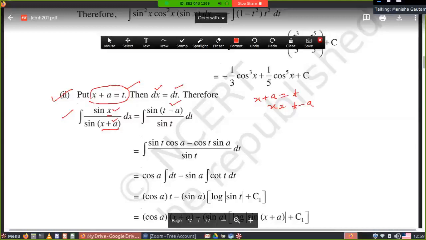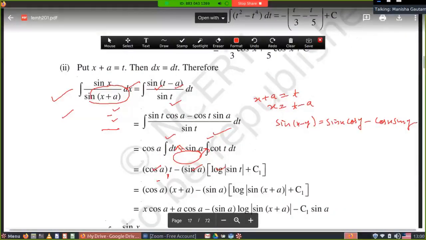Now you have to apply the formula in the numerator, sine of t minus a. What is the formula? Sine t cos a minus cos t sine a. Now the denominator divides the first term and second term both. When divided by the first term, it comes out equal to only cos a, which is a constant term, and only 1 is left here. When it divides the second, it becomes cot t, and sine a is a constant term taken outside.